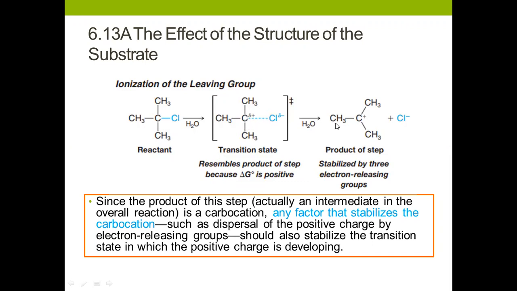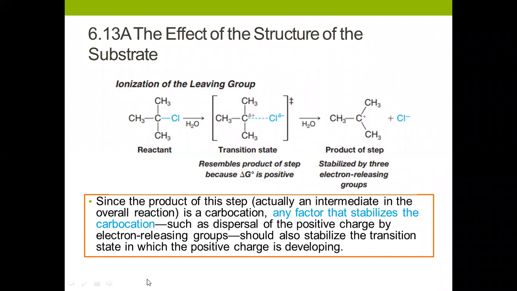So, and then it will finally leave, and carbon will get the positive charge, and chlorine will get the negative charge. So you notice here that the structure of the product is similar to the structure of the transition state. Carbon here bears the positive charge, and the transition state resembles that of the product. Carbon will bear partial positive charge.